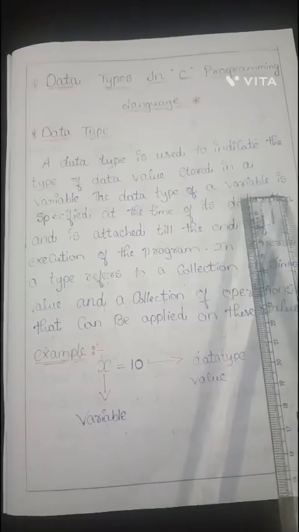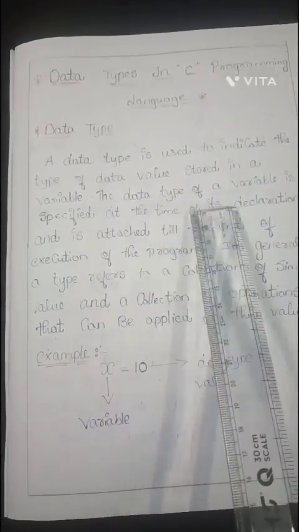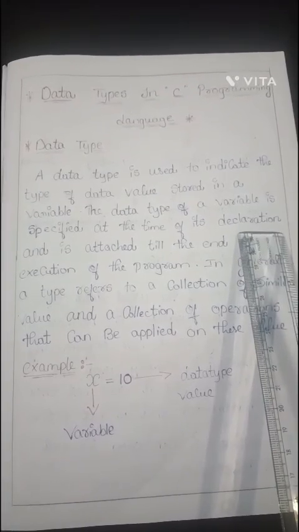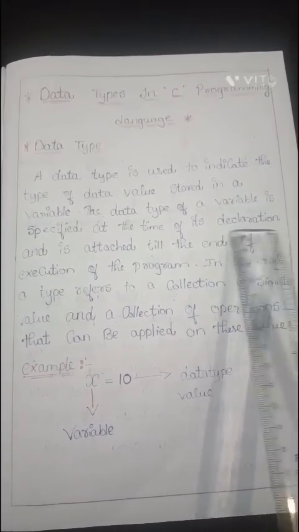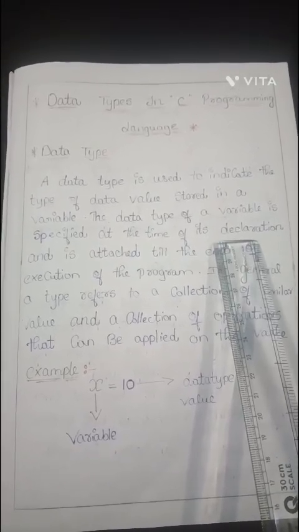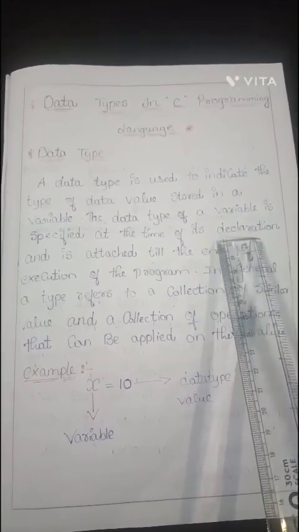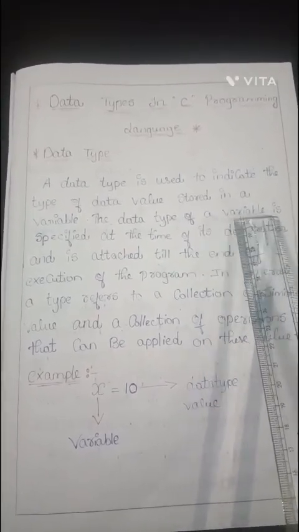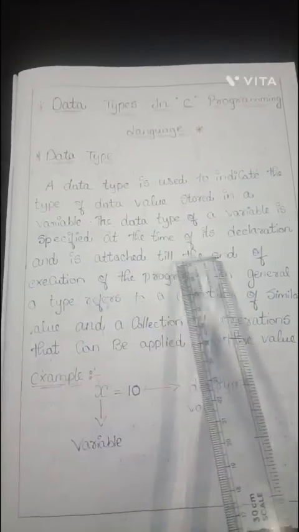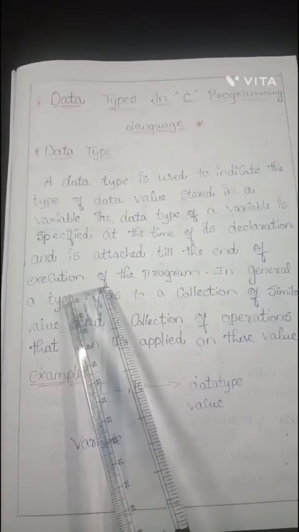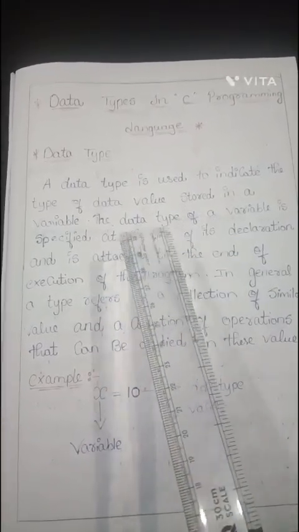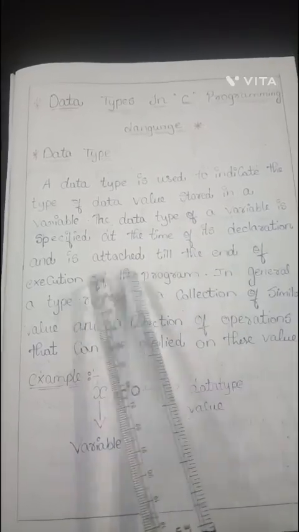A data type of a variable is specified at the time of its declaration. It means if we are writing a program, we first declare a data type for a variable, and only then will the program be successful. When we assign a data type to a variable, it is attached to it until the end of the program's execution.